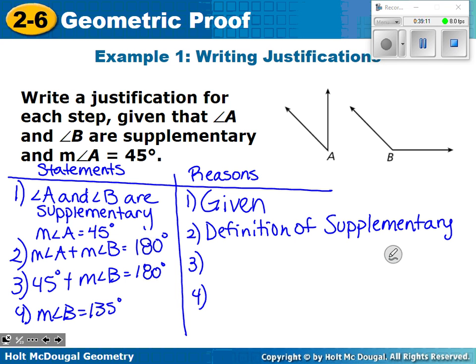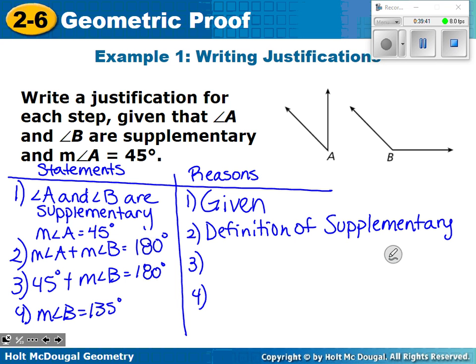All right, number 3. Again, you're asking yourself, what did they give me up here that let me say number 3? So look at what you had in number 2. A plus B is 180. Look at the difference in number 3. What did they change in number 3? Okay, they said that instead of A, they have 45. What did they tell us up above that let them change A to 45? Okay, A is equal to 45.